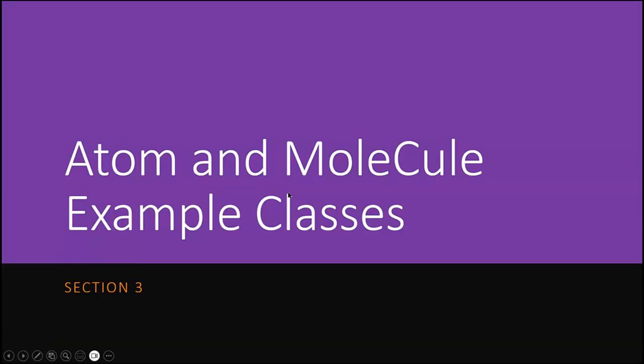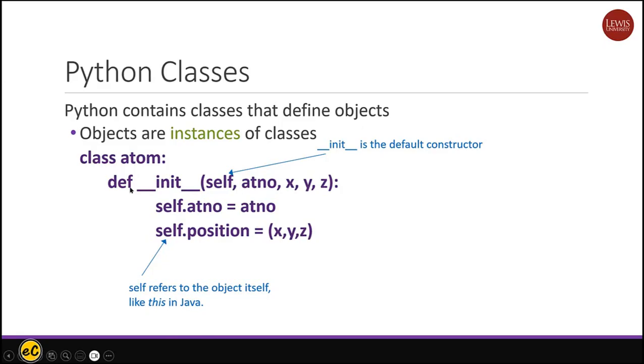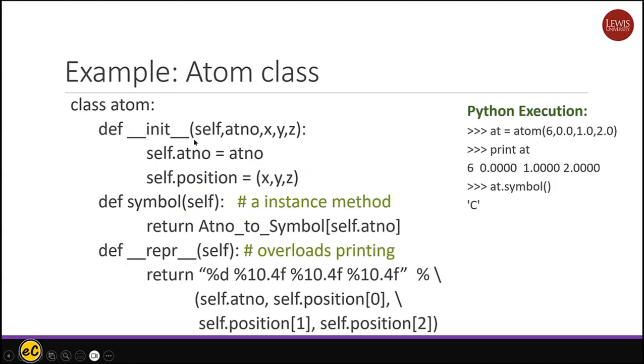Atom and molecule. Okay, this is a chemistry example. So you can create a class called atom, and then there's a constructor. So you need to have a self reference, and then the parameter list for the constructor. And then you have the init function, the symbol function. The symbol function is an instance function, and you will go to the atom to symbol table to get the symbol for you. So given the atomic number, you will return its symbol.